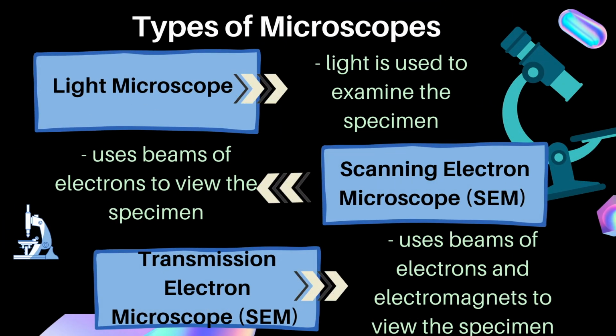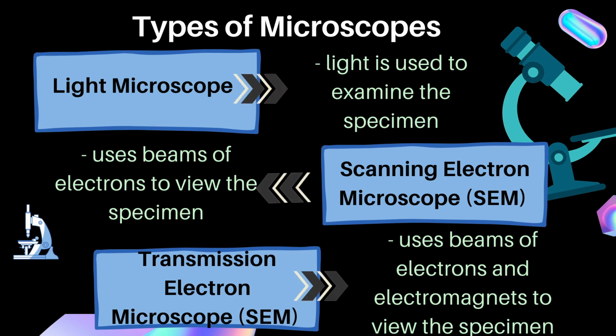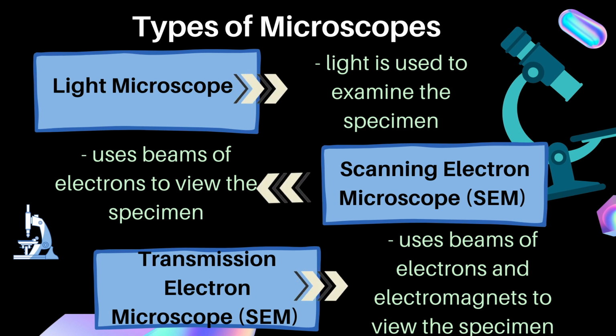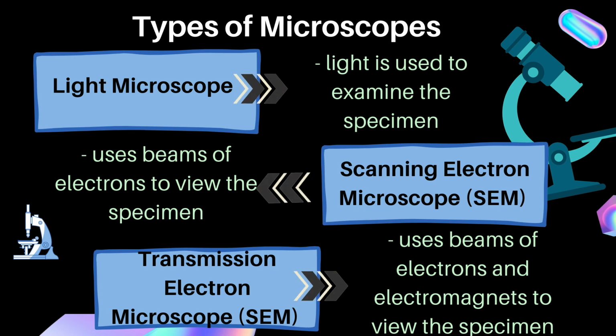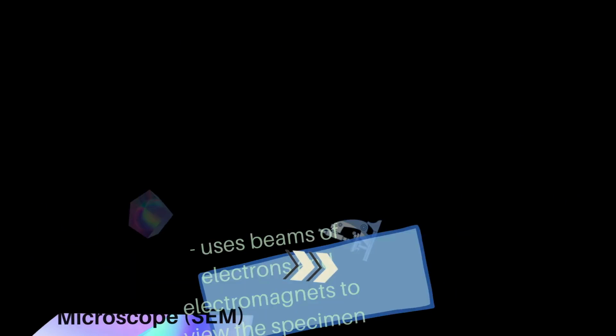There are three different types of microscopes: the light microscope, the scanning electron microscope, and the transmission electron microscope. Light microscopes use light to examine the specimen. The scanning electron microscopes use beam of electrons to view the specimen. The transmission electron microscopes also use beams of electrons with electromagnets to view the specimen.